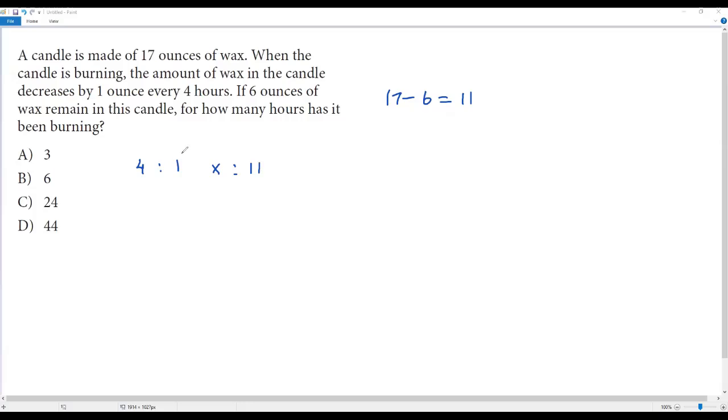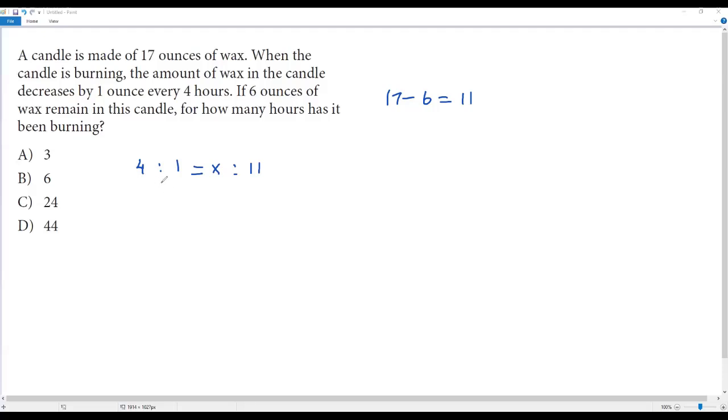Okay, so here if I consider this ratio, the candle takes 4 hours to burn 1 ounce of wax. And this one says the candle takes X number of hours to burn 11 ounces of wax. So both the ratios represent the same stuff, so we can equate them. So now it's a proportion. Whenever two ratios are equal, it's called a proportion. Now we have to solve for X in this equation, that refers to the number of hours that the candle has been burning to burn 11 ounces of wax, that is when 6 ounces of wax remain in the candle.